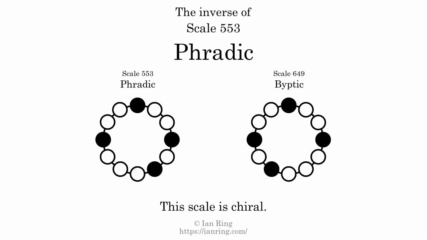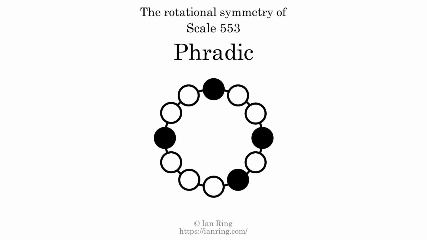The inverse of a scale is a mirror image. It is what you get when the sequence of intervals is reversed. The inverse of this scale is scale 649, also known as biptic. This scale is chiral. It cannot transform into its inverse by rotational transformation. This scale has no rotational symmetry.